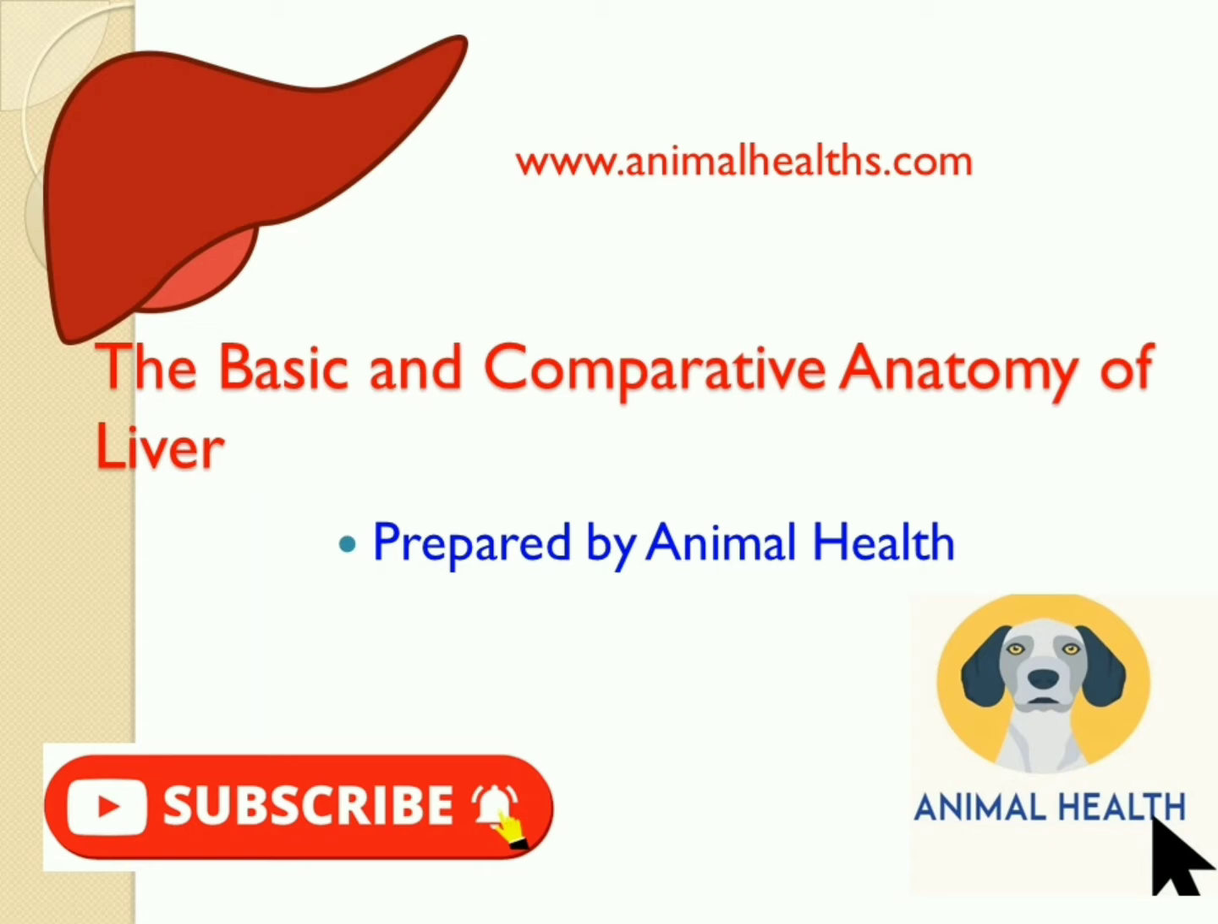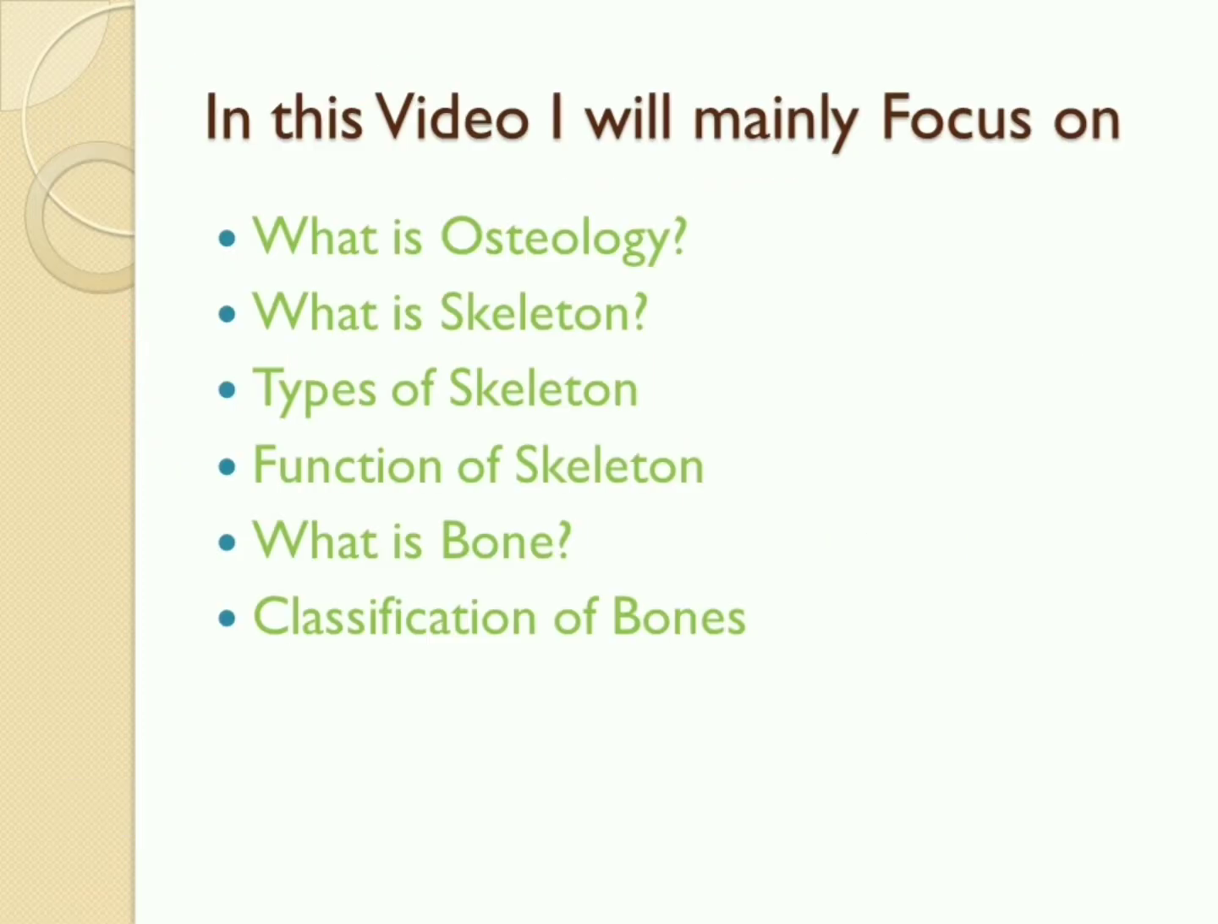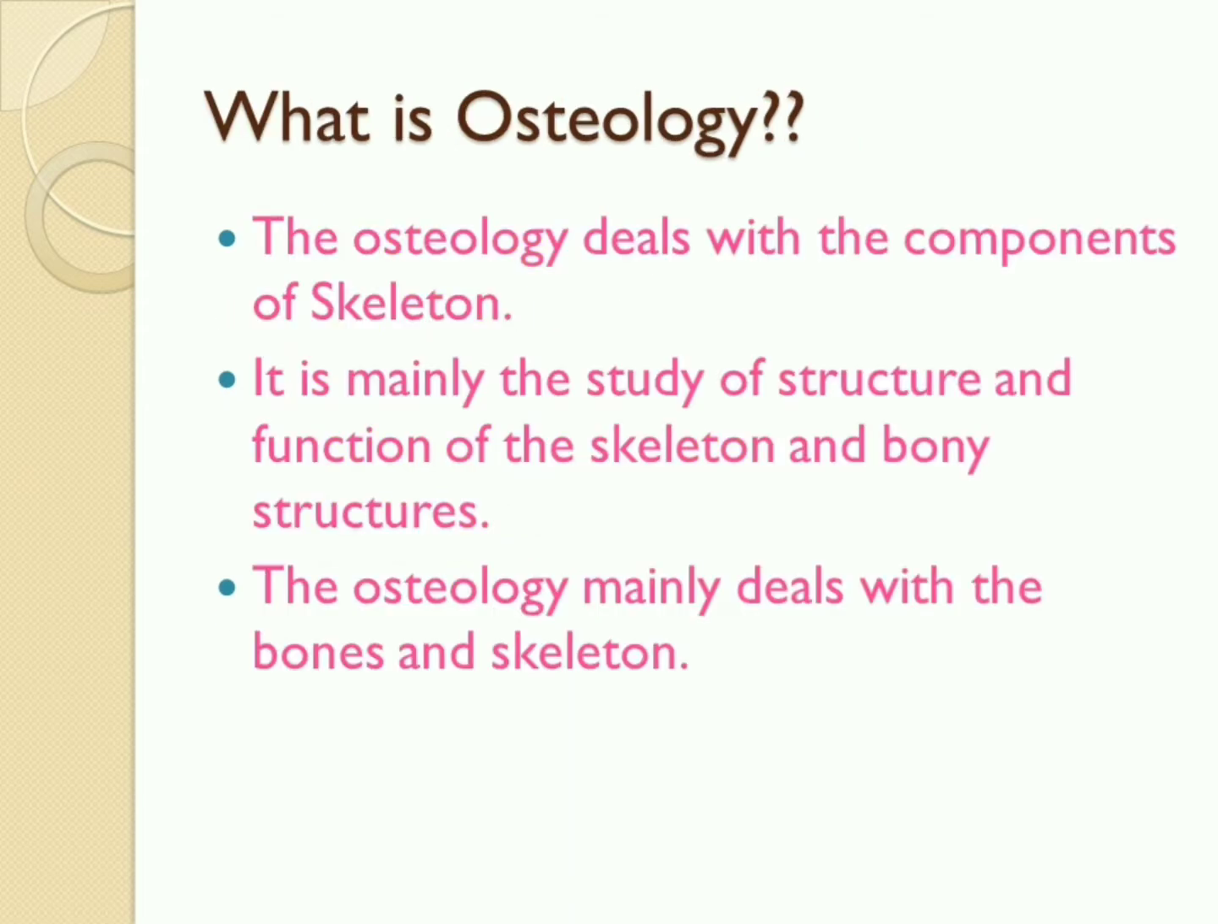Now, in this video, I will mainly focus on what is osteology, what is skeleton, types of skeleton, function of skeleton, what is bone, and classification of bones. Now, let's discuss what is osteology. Osteology deals with the components of the skeleton. By definition, it is the study of the structures and function of the skeleton and bony structures. So, osteology mainly deals with the bones and skeleton.